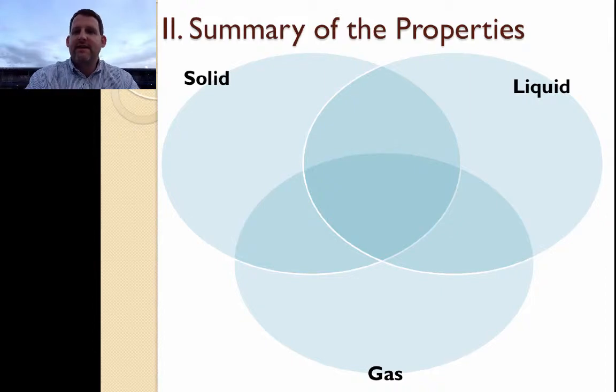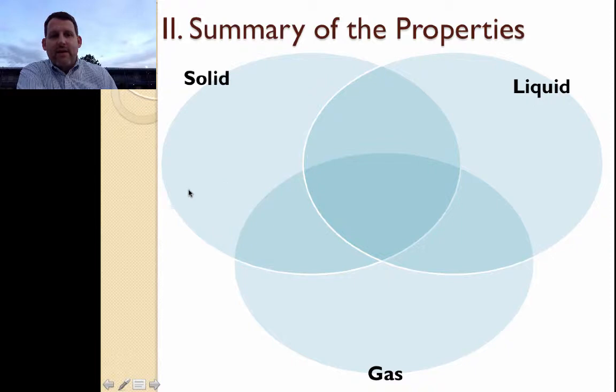Now we're going to use this Venn diagram to write in those properties from before. And remember, we're looking for properties that are solid only here, liquid only here, gas only here. In this space, properties that are shared by solids and gases. Here, and here, shared by liquids and solids. Here, liquids and gases in this region right here. And then here are properties that are shared by all of them.